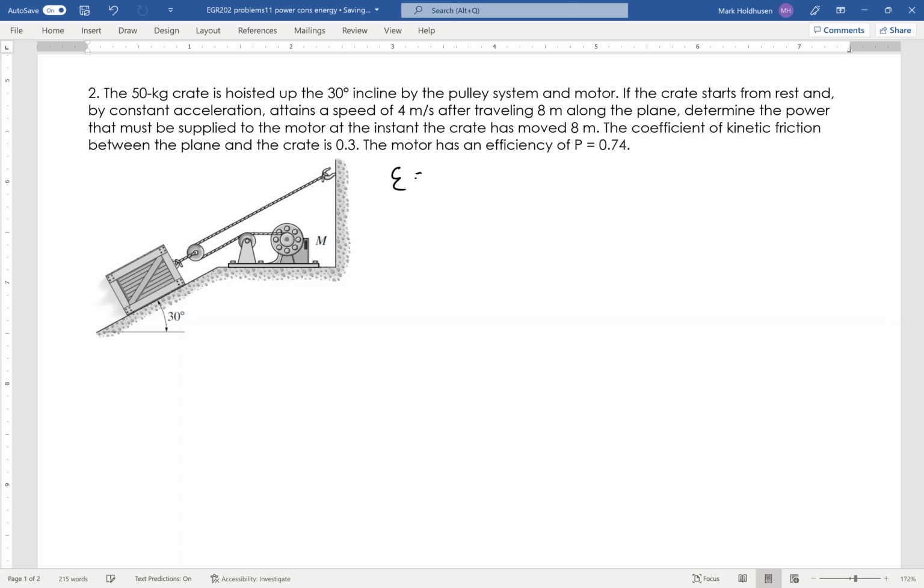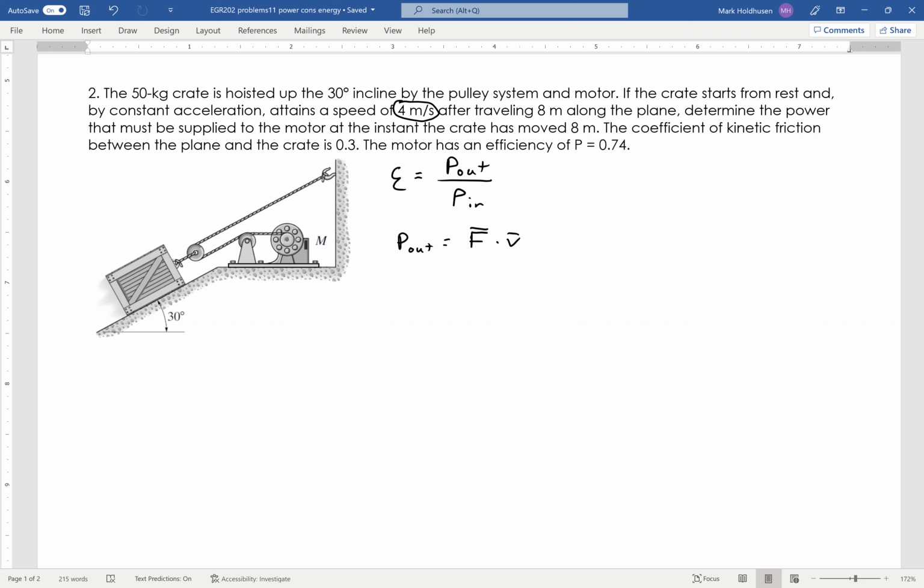So again, the efficiency equation is P out over P in, where P in is really what I'm trying to calculate here, right? That's the power that the motor has. My output is defined as force times velocity. So if I can find the force on that cable as it's pulling it up, I know the velocity is 4 meters per second. That's given in the problem statement. So if I can find the force, that will help me figure out what the power is. So the first thing I need to do is figure out what that force is.